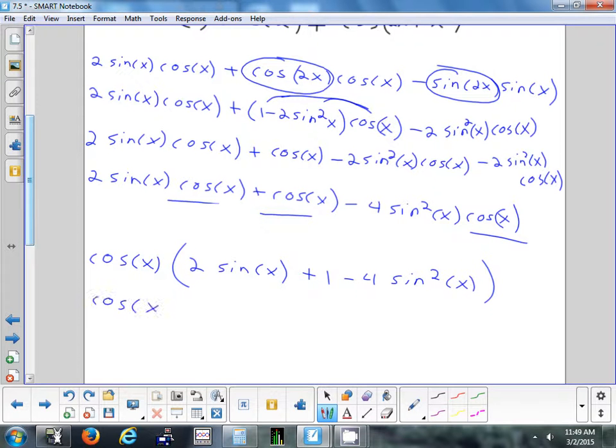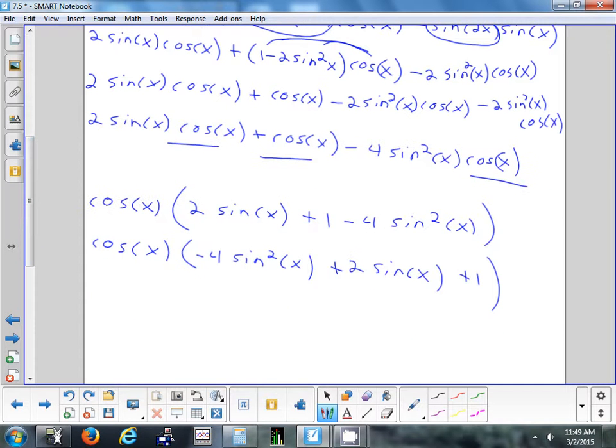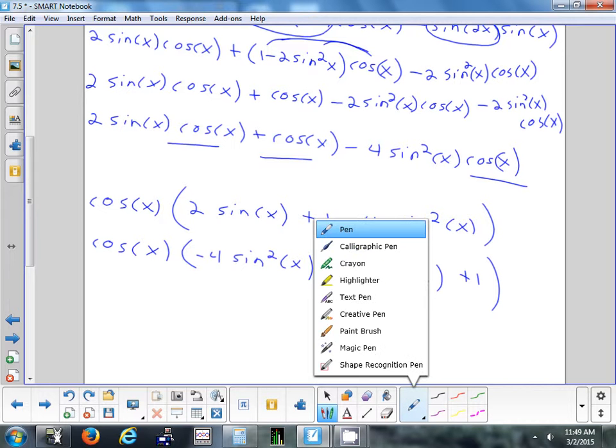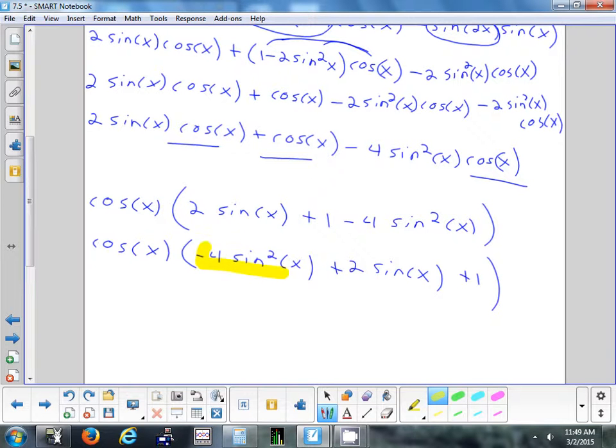Now, to make this a little easier to recognize what I'm hoping you recognize, put minus 4 sine squared x first. Put 2 sine x second. Put the plus 1 on the end. Anybody recognize what this really is right here? Minus 4 sine squared plus 2 sine plus 1.